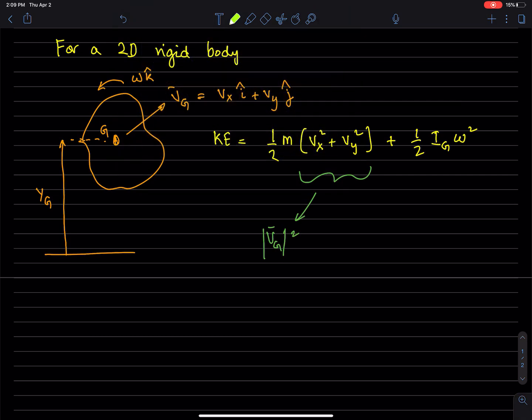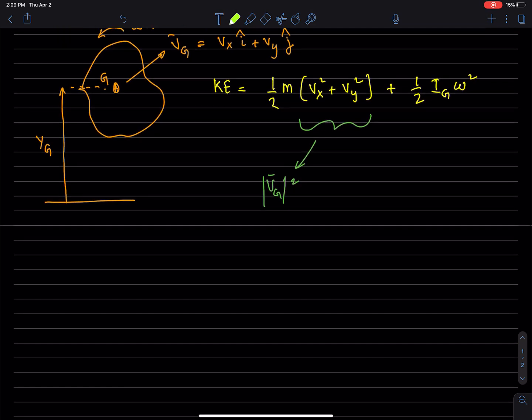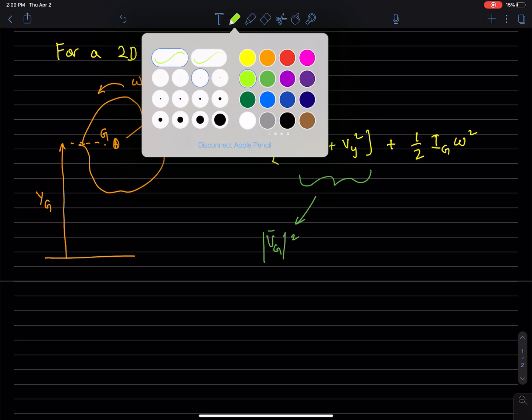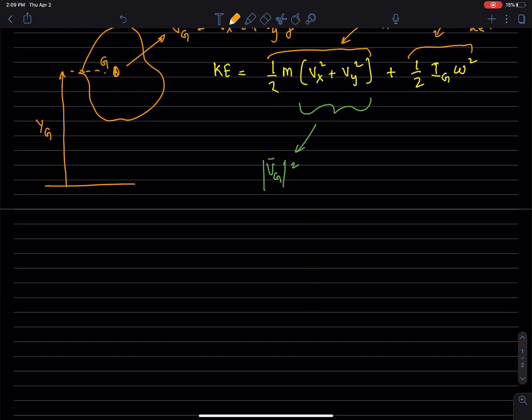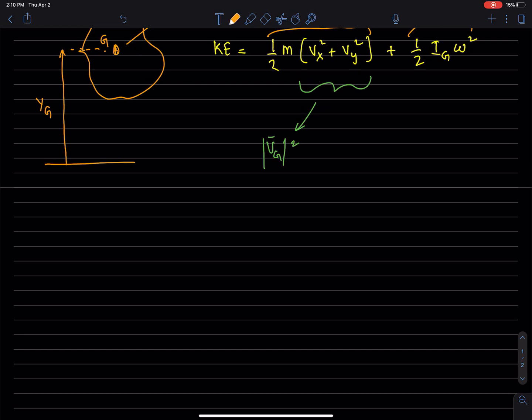Sometimes people refer to the half m v squared term as translational KE, and this is rotational KE. This part is sometimes called translational KE, and this part is sometimes called rotational kinetic energy. Anyway, so that's the expression for kinetic energy. It's the same as before for particles plus a term that has to do with rotation of the rigid body. That's how things change for kinetic energy.